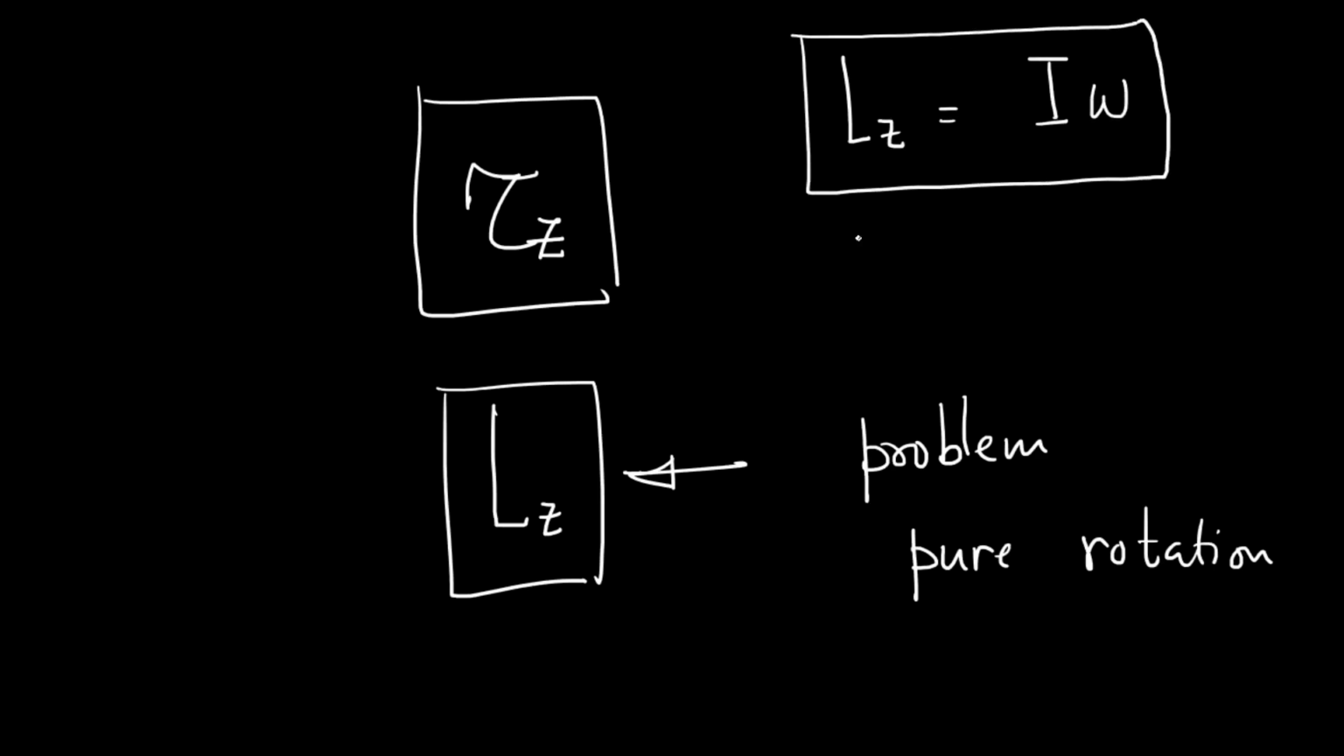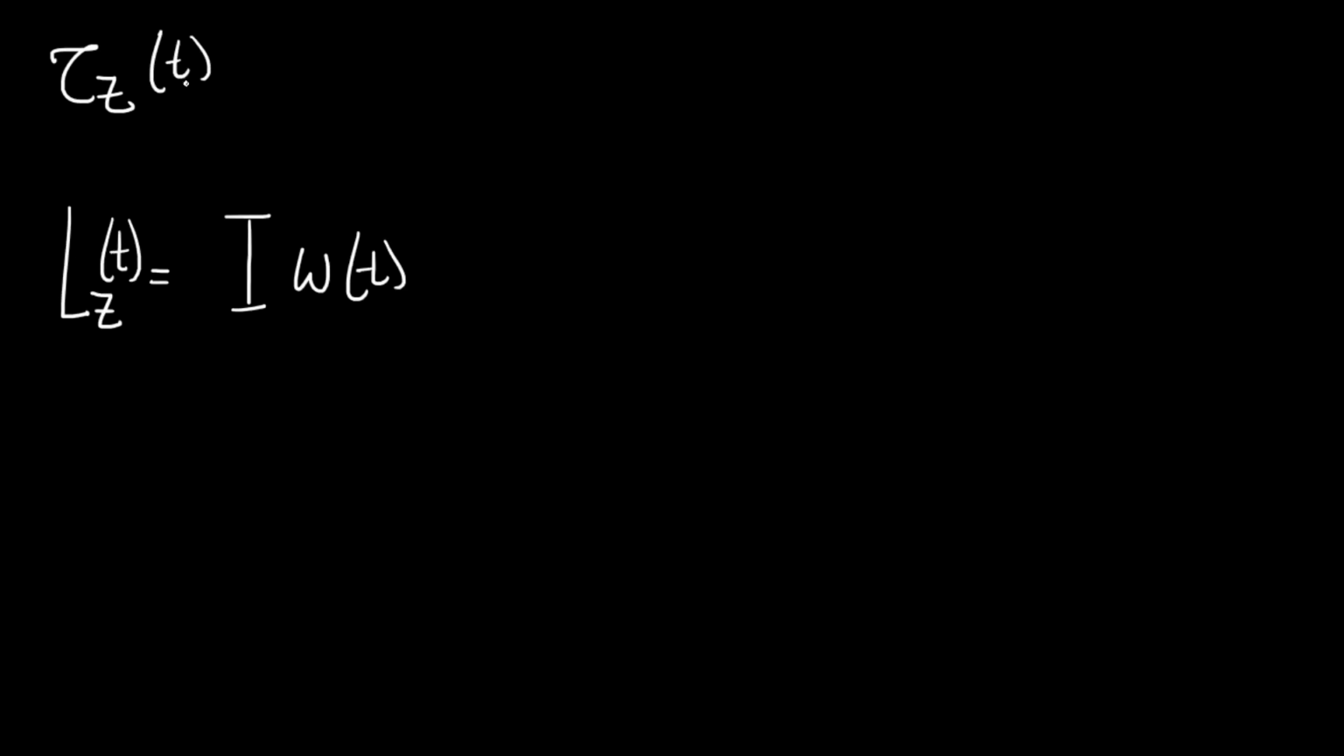Let me write it even better. Lz as a function of time is equal to some constant times omega at that instant. Let me just complete the story. Let's say I managed to prove this. So what have I managed to prove? It's easy to find tau z. I'll show that it is easy to find Lz, and it's going to be I omega for pure rotations at that instant of time.